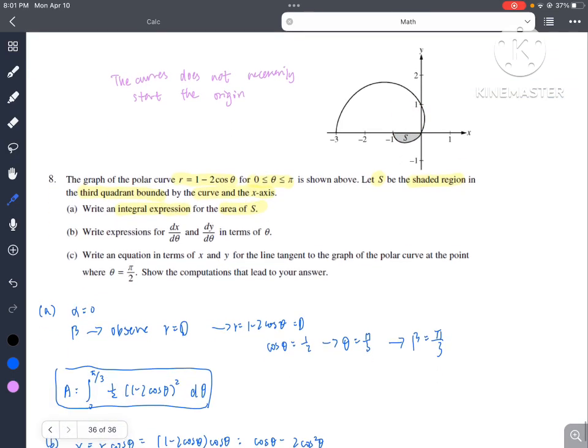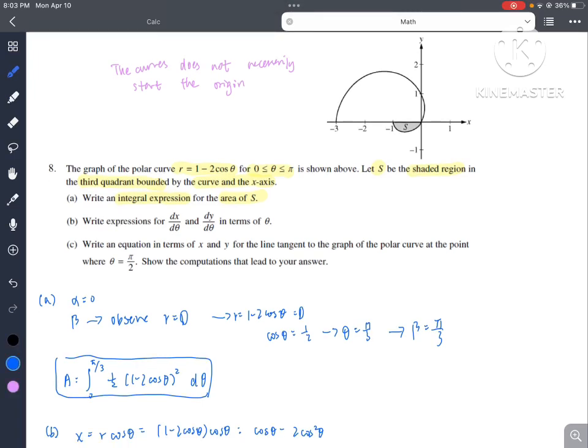Okay, enough of this talk. After we found the bounds, we just put this in the polar formula, the integral from 0 to pi over 3 of 1 over 2 r squared d theta. So this is the integral expression of the area. Okay, so that was question A. Let's try to solve question B.